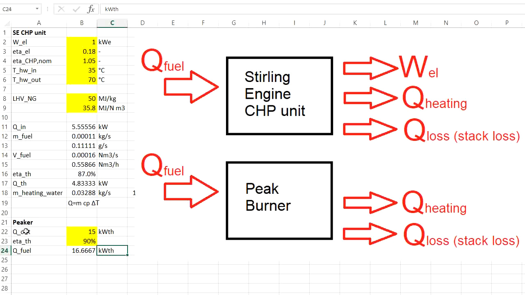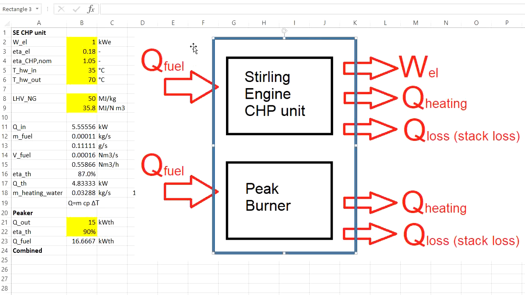And now, in the end, we will have a look at the performance of the overall system when the Stirling engine unit and the peaker system are combined. So basically what happens, we will enclose the Stirling engine CHP system and the peaker burner into a single box, and we have the combined heat input and combined outputs. So the Q in will be the fuel input of the peak burner plus the fuel input of the CHP unit. So it's 22 kilowatts.